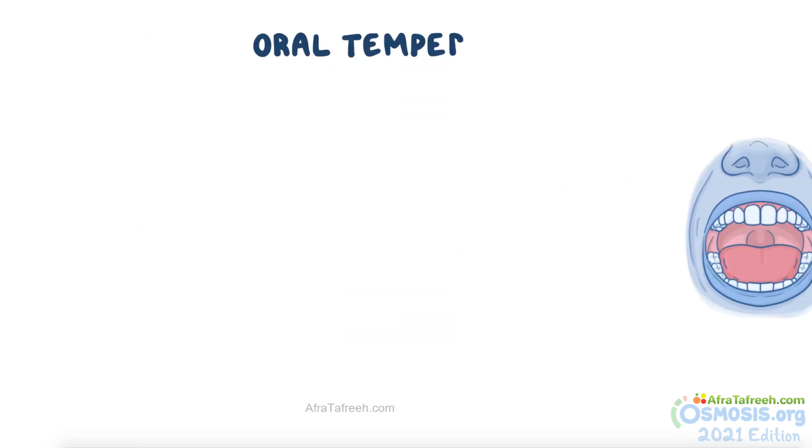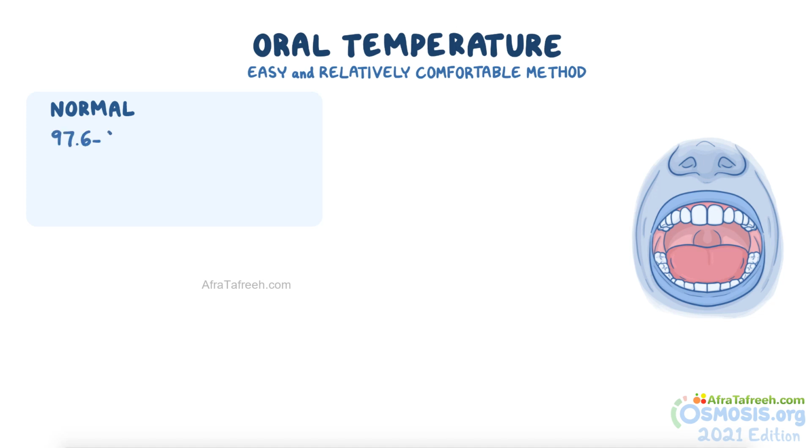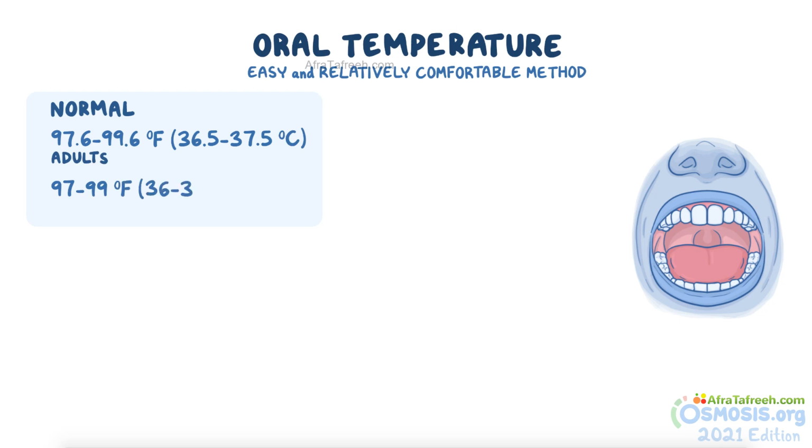Starting with an oral temperature, this is an easy and relatively comfortable method. A normal oral temperature is between 97.6 to 99.6 degrees Fahrenheit, or 36.5 to 37.5 degrees Celsius for adults, and 97 to 99 degrees Fahrenheit, or 36 to 37 degrees Celsius for children.